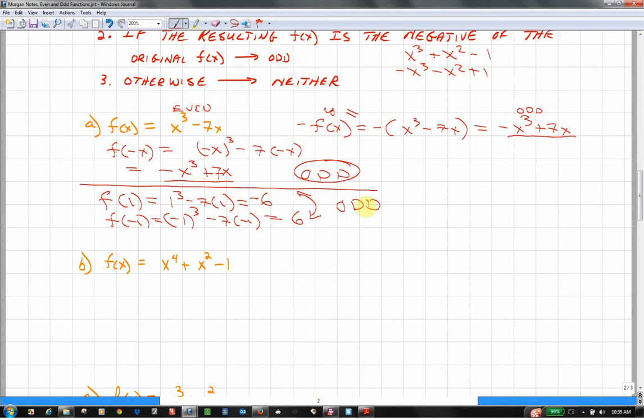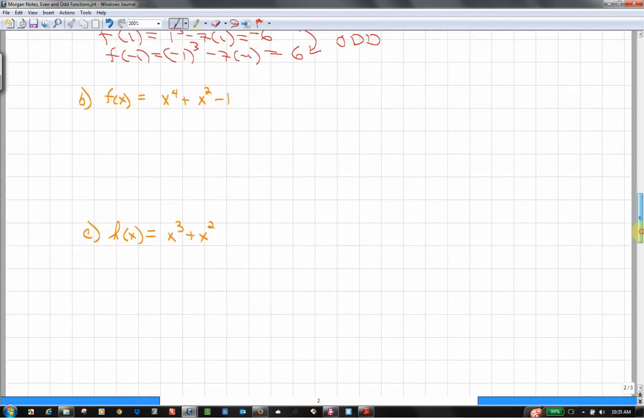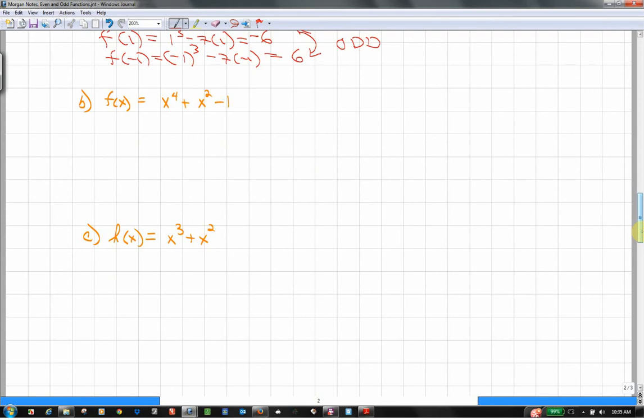Let's do the next one. Okay, so I'm going to use the x's first, then I'm going to go down and do some numbers. If this was an odd function, I would expect the negative of the original function to be this, which would just change the sign on all the terms: negative x to the 4th minus x squared plus 1. So that's what I would expect if it's odd.